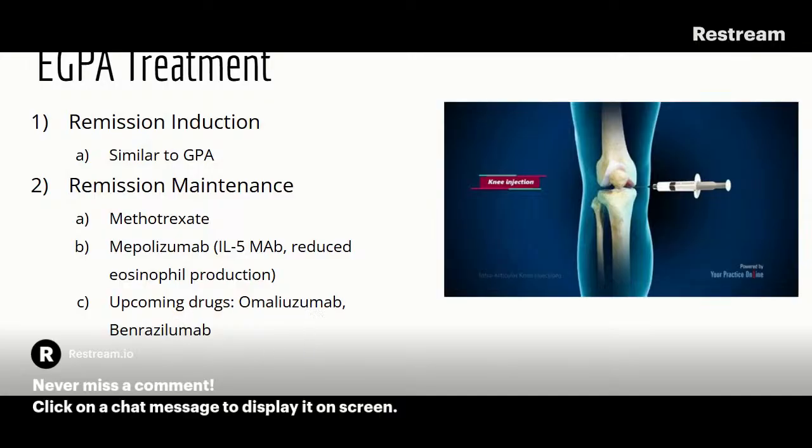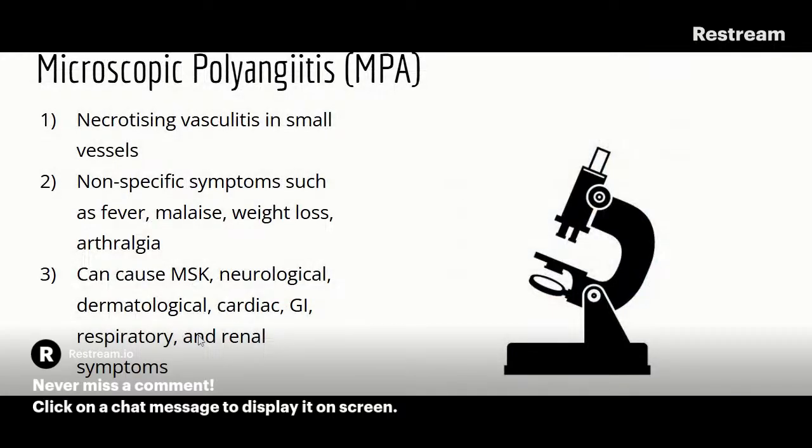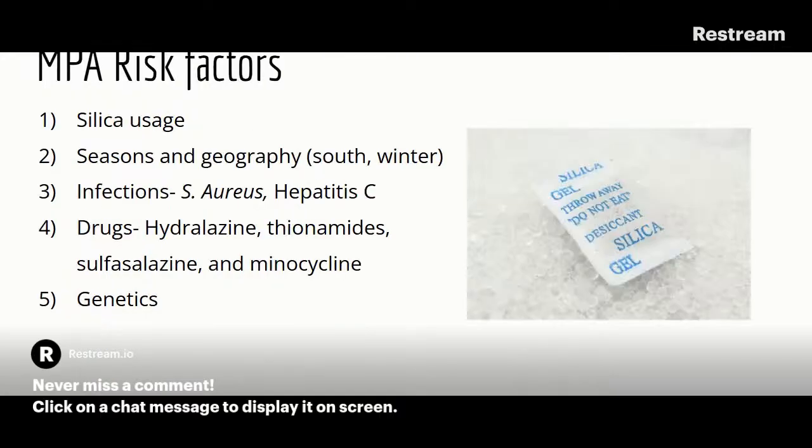And we have upcoming drugs which are not yet approved. Now, microscopic polyangiitis is a necrotizing vasculitis in small vessels. Again, you can see fever, malaise, weight loss, arthralgia, and it can cause musculoskeletal, neurological, dermatological, cardiac involvement. Pretty much anything can be affected by microscopic polyangiitis.